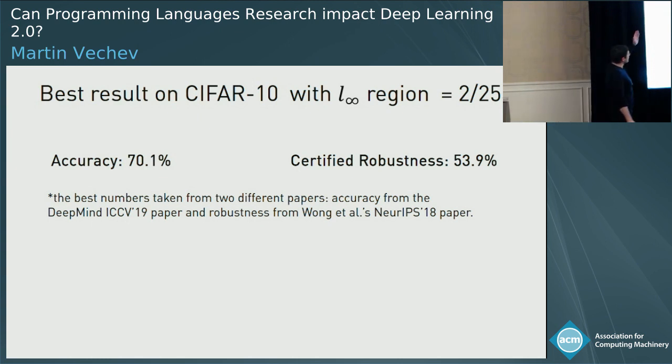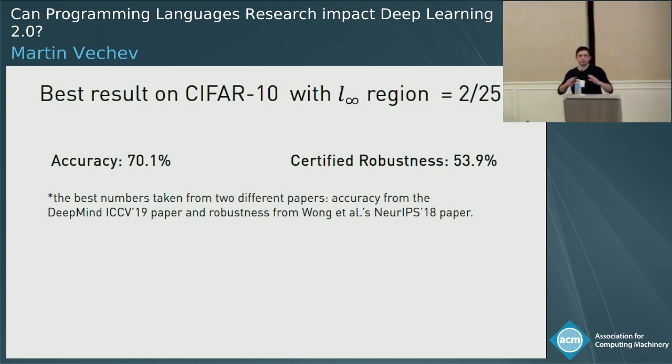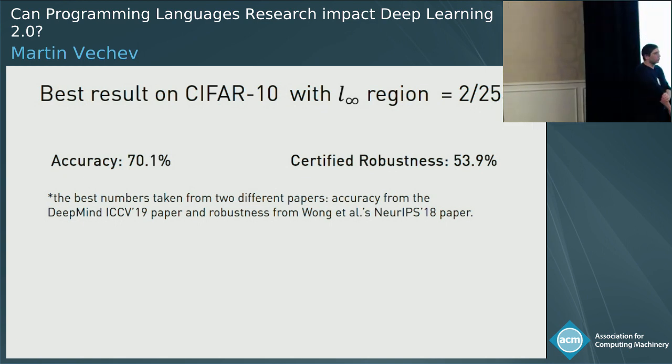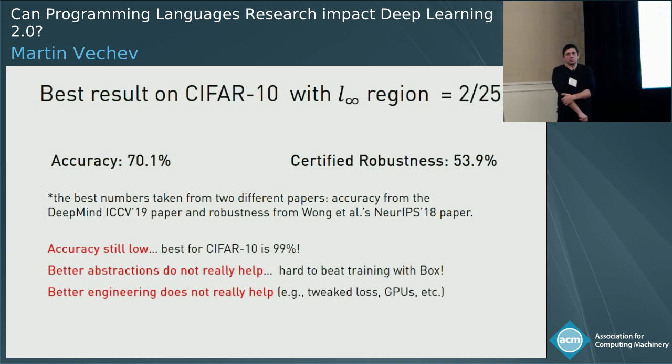So the best accuracy that you get on the test set is 70%. And the best certified robustness that you get, meaning what percentage of the points that you evaluate that are accurate, you are able to prove robust, that there is absolutely no perturbation that can mess up the network, was 53.9%. So just to give you context where we are, the accuracy for CIFAR10, the best one is 99%. So you see, this is off by 30% accuracy. This is insane. What are you doing? Like what's going on?